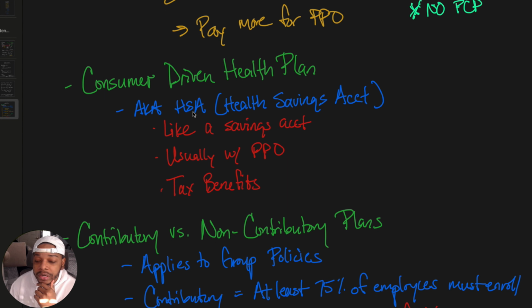So if you have extra money from a health insurance, you put that into a health savings account, and you can pretty much use that like a rainy day fund, right?